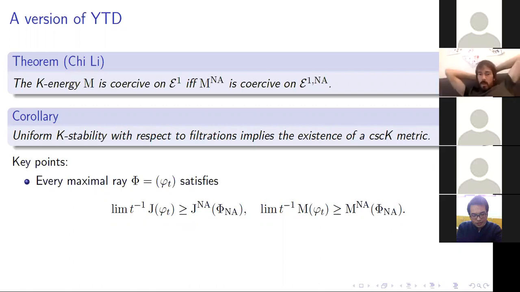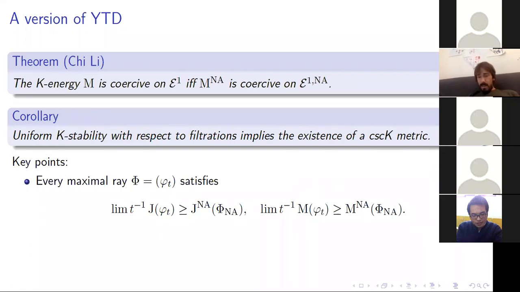On the other hand, it's much more difficult to handle the K energy M because of the entropy part in it. The pluripotential part of M satisfies the same thing as J: its slope is computed purely by the non-Archimedean metric function phi^NA. But then the tricky part is the entropy. For the entropy, you can prove at least this slope inequality: the slope of the entropy part, and therefore of the full K energy functional M, is at least what is dictated by the algebro-geometric picture.